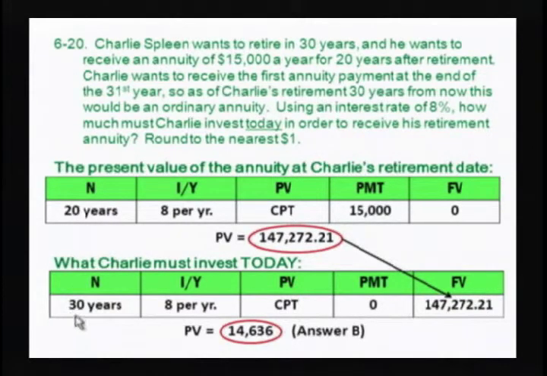Again, he retires in 30 years. He needs to have that much in his retirement account. That continues to earn 8% per year and will provide him the 20 payments of $15,000 per year.